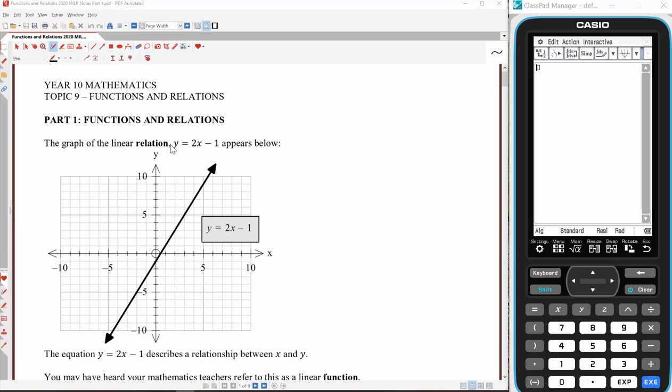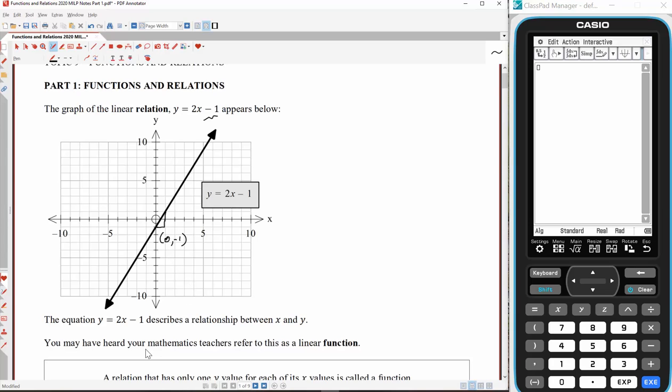So the graph of the linear relation y = 2x - 1 appears below. Note we've got a y-intercept of -1, so when x is 0, y is -1, and a gradient of 2: as x increases by 1, the y values go up by 2. All right, all checks out.